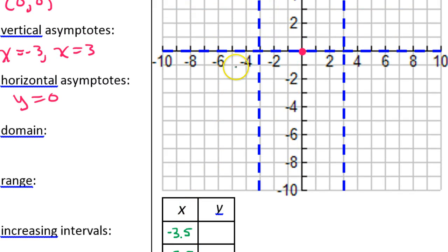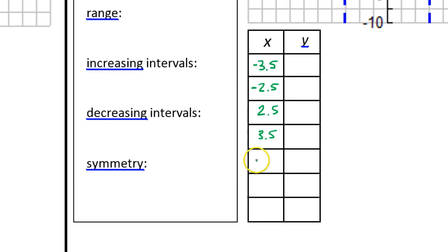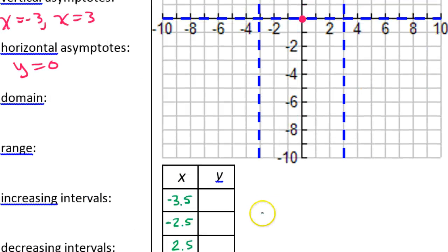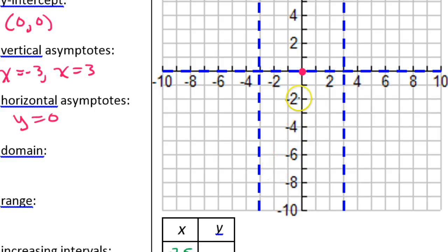In addition to those values right around the asymptote, I'll pick a couple more here to the left. So negative 4 and negative 5 would be good. I'm going to pick a couple values here in the middle. Okay, so I'll pick -2 and +2.